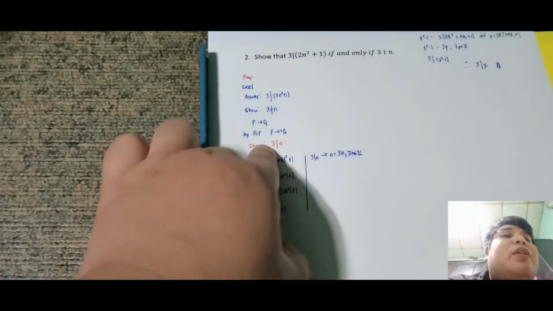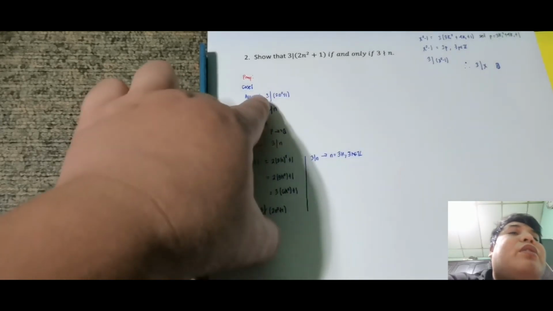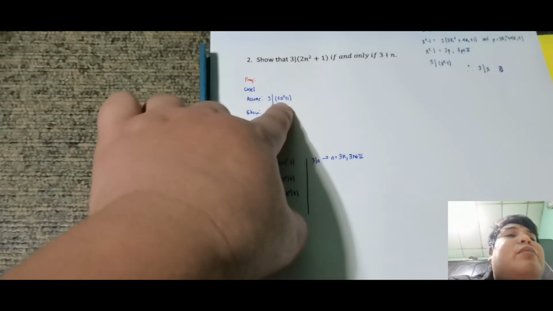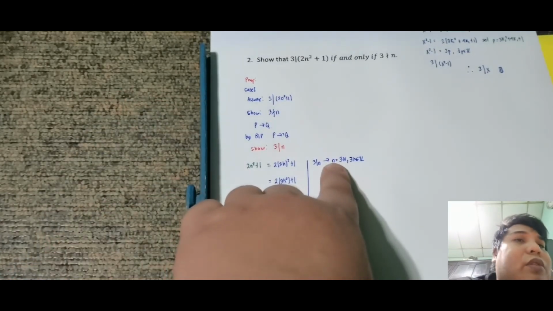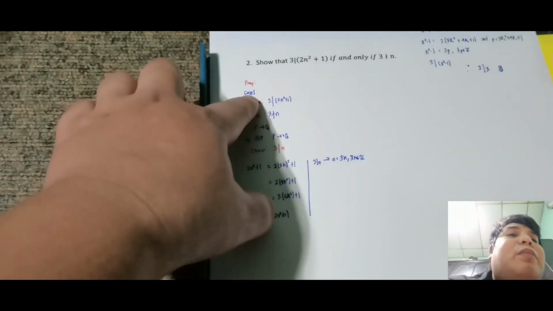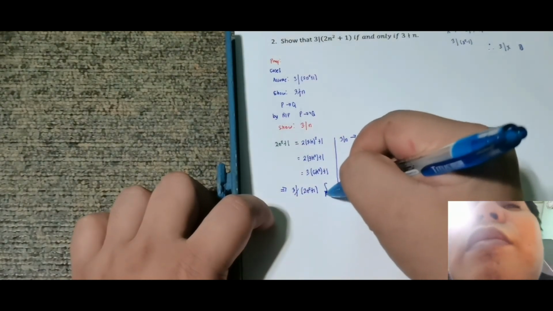So again ginamit ko yung show. So sa show kasi ito yung mga abangan ngayon. What if yung show ginamit ko sa assume? Nung ginamit ko siya sa assume, si assume kasi 3 divides 2n squared plus 1. Pero anong nangyari? Nung ginamit ko na yung show na makukuha natin supposed to be, 3 does not divide n. So meaning, ito yung P, ito yung not P. So meaning, ito yung contradiction.